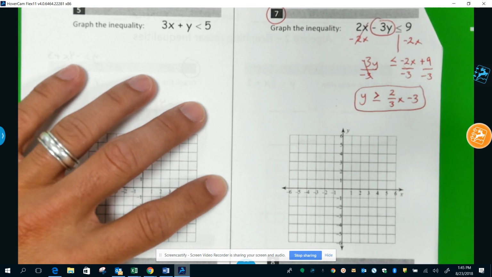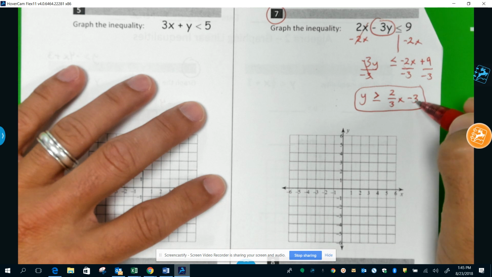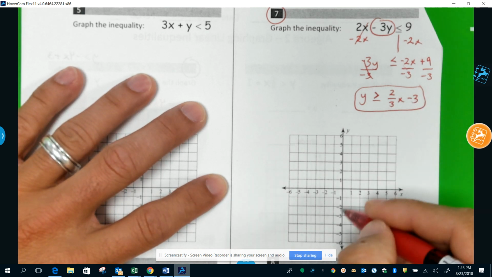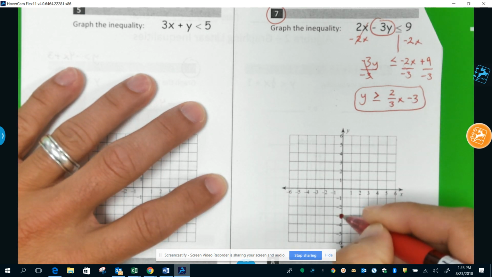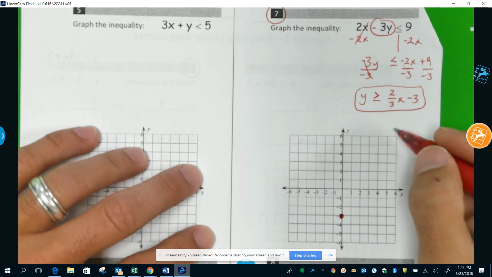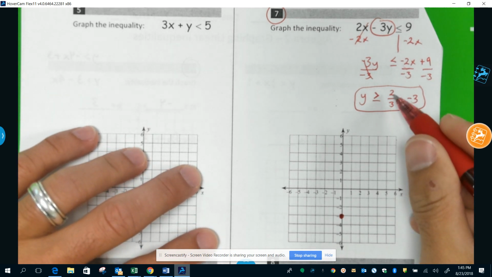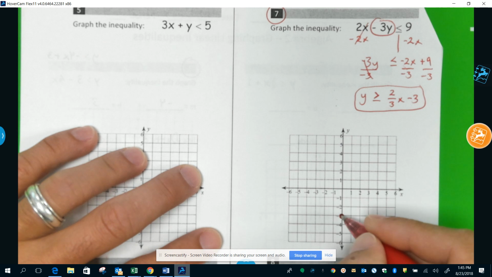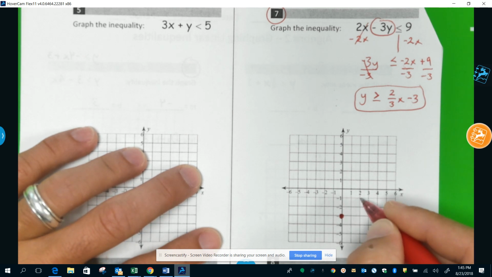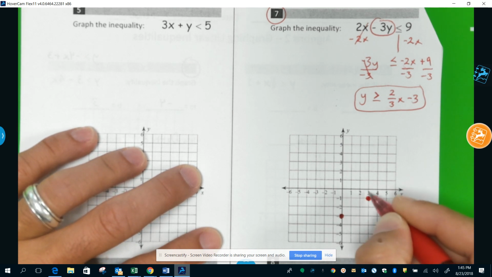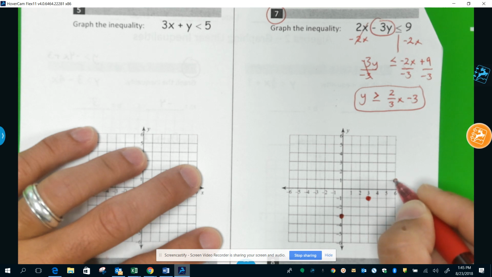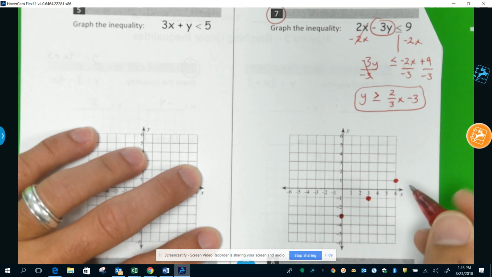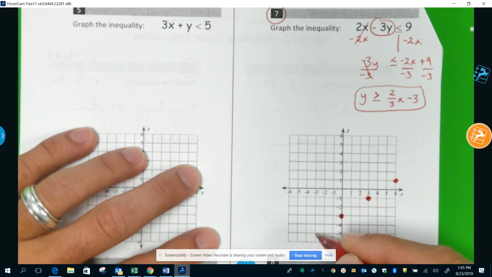Here's my equation. I always start graphing with the y-intercept. Negative 3 on the y-axis, not the x-axis, negative 3 on the y-axis. Positive slope is going to go up and to the right. So we're going to go up 2 over 3. Up 2 over 3. And instead of going up and to the right, I could also go down 2 and left 3.